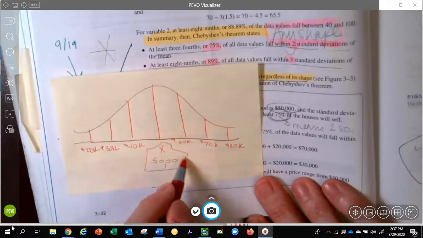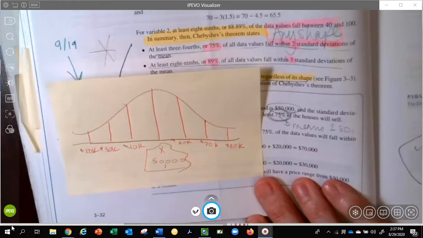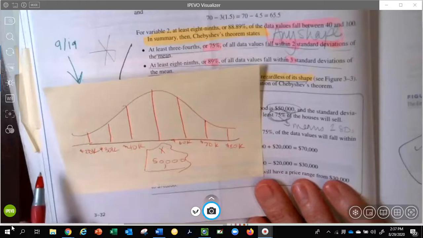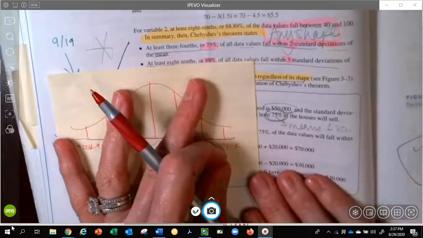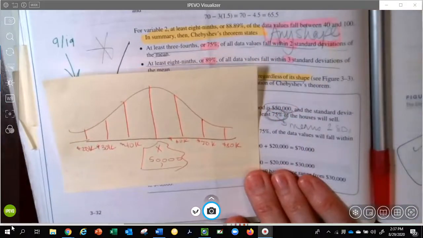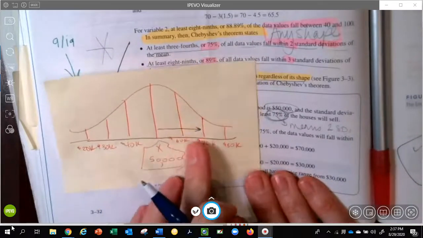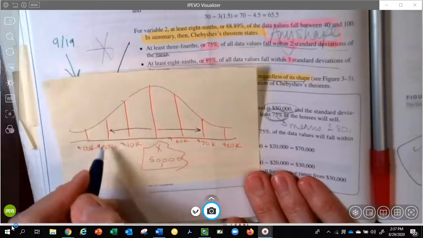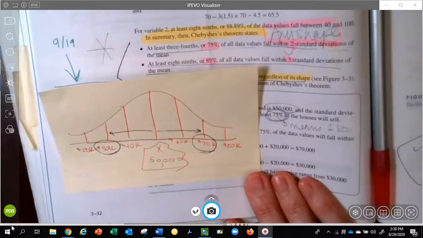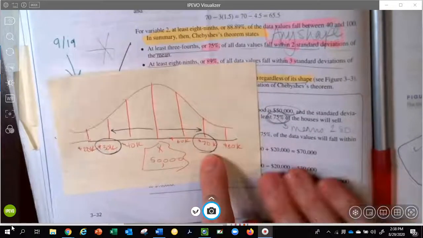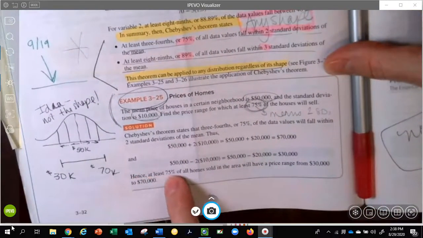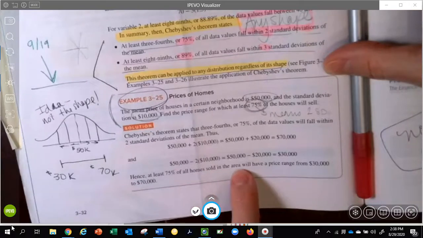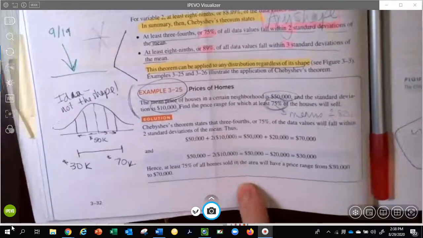So make sure your brain's seeing this is our mean and how to calculate the standard deviations going up and down. The question said, right there, at least 75% of the houses. So 75% has to cue in your brain that we're talking Chebyshev, and 75 for Chebyshev means 2 standard deviations. And so what's the range going to be? From 30,000 to 70,000. Very last sentence, hence, at least 75% of all the homes sold in the area will have a price range from $30,000 to $70,000.